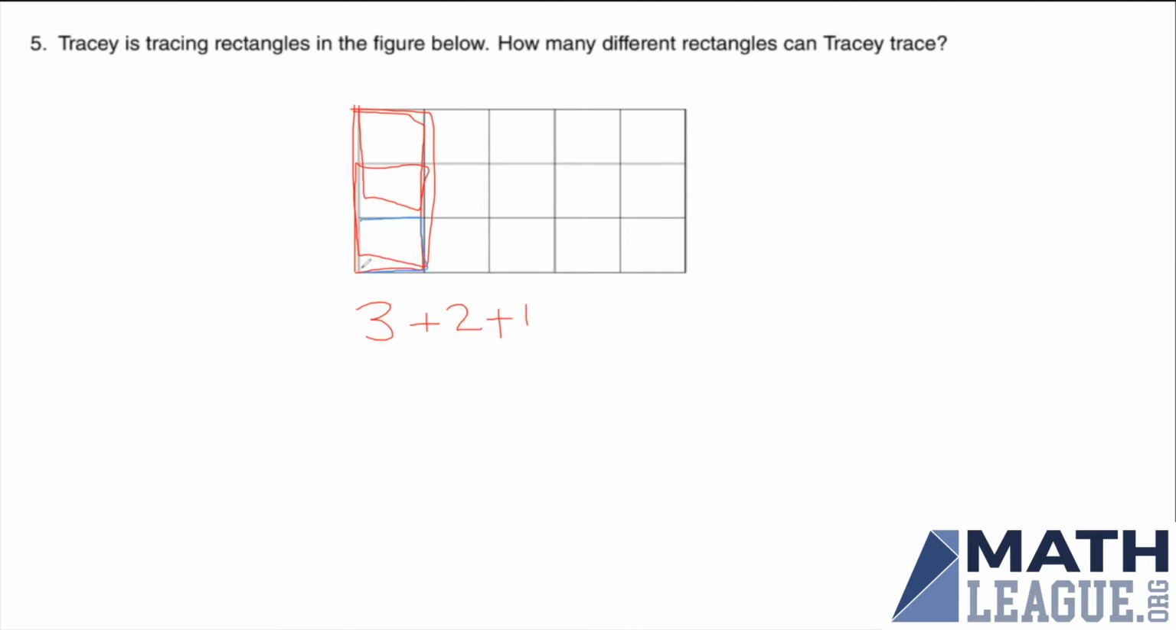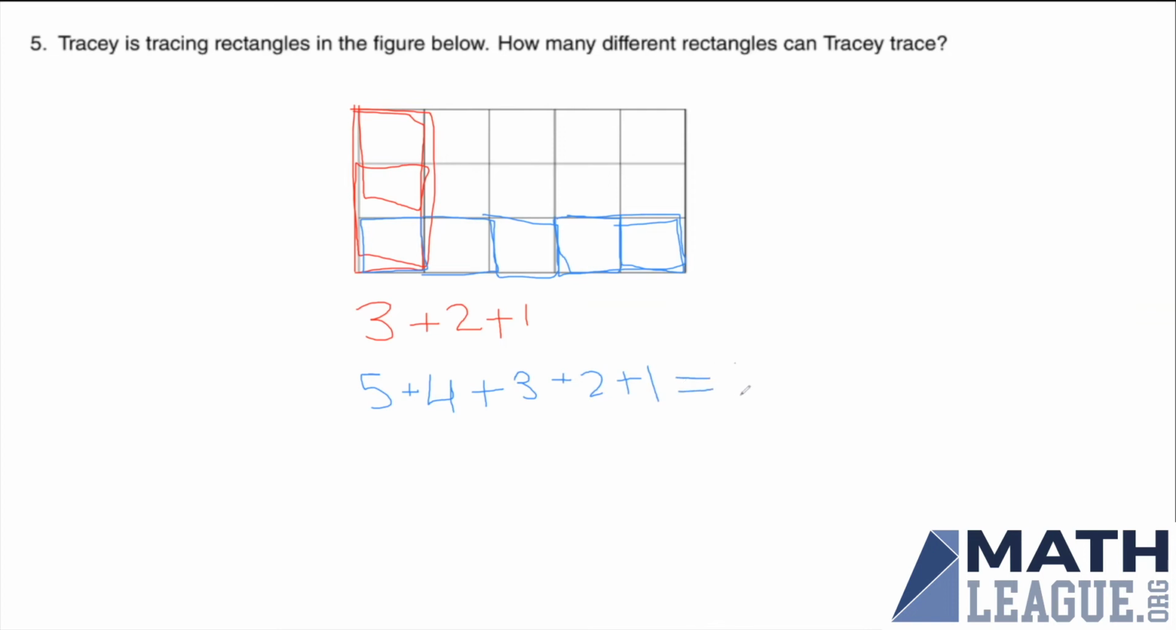And if we do the same thing on the row, we find that there are 5 1x1 rectangles, 4 1x2 rectangles, 3 1x3 rectangles, 2 1x4 rectangles, and 1 1x5 rectangle. So that would be 5 plus 4 plus 3 plus 2 plus 1. And so that means we have 6 ways to get a rectangle from one column, and 15 ways to get a rectangle from one row.